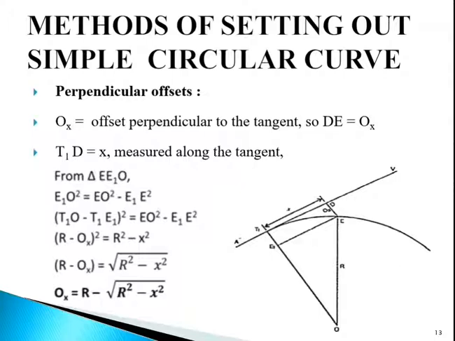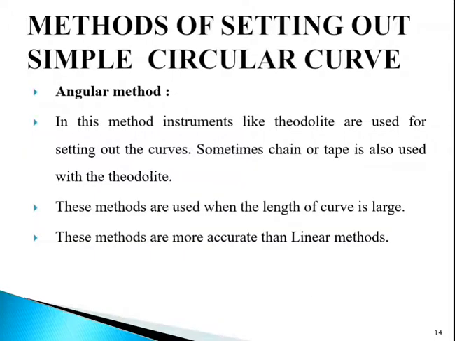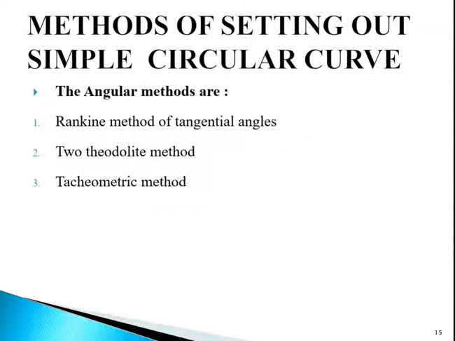So this is the perpendicular offset method. Next is the angular method. In this method, instruments like a theodolite are used for setting out the curves. Sometimes a chain or tape is also used with the theodolite. These methods are used when the length of the curve is large, and they are more accurate than the linear methods. The angular methods are of three types.